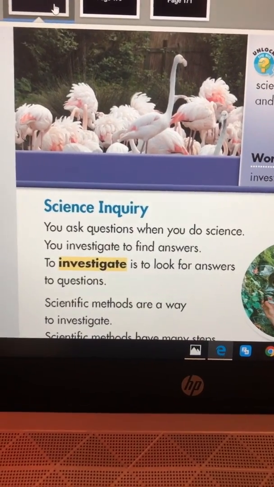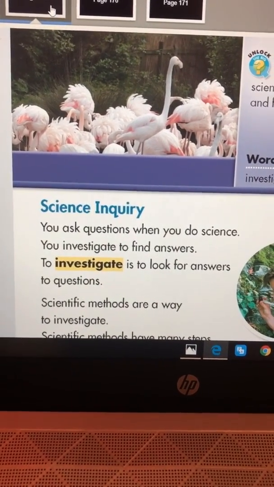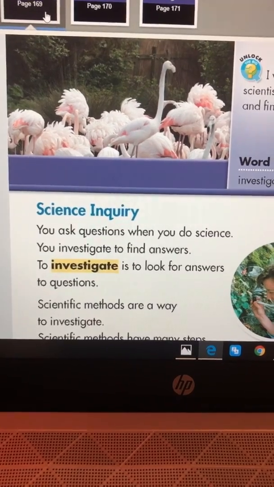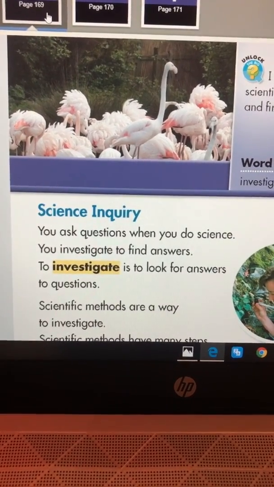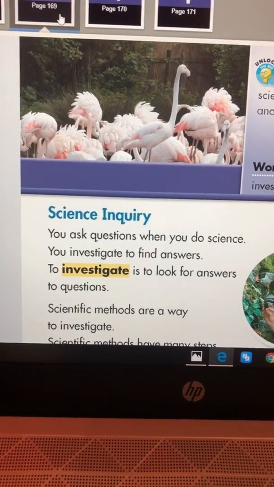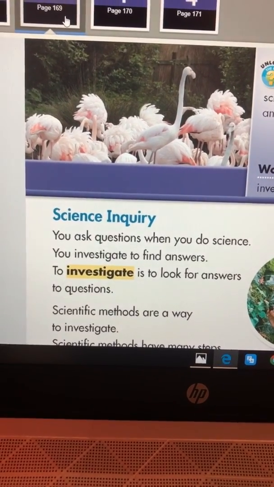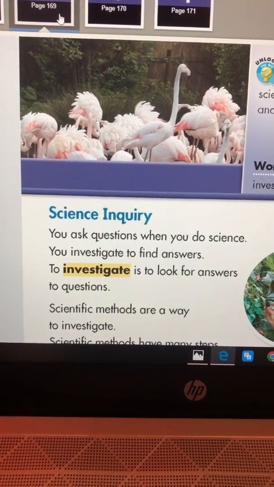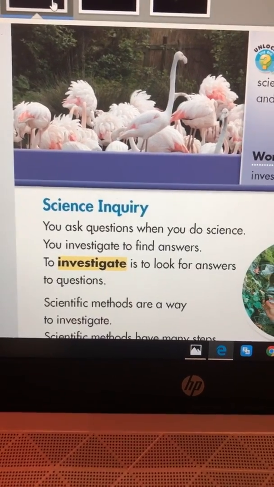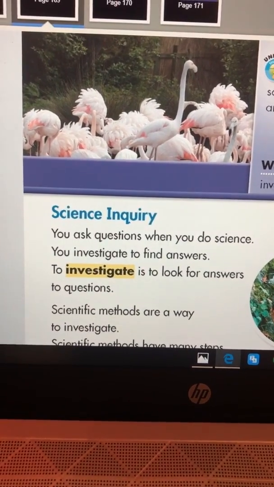Okay, and how can they investigate? By using a scientific method. How can they investigate? By using scientific methods. And the scientific methods have many steps. We will learn it now. Scientific methods have many steps.